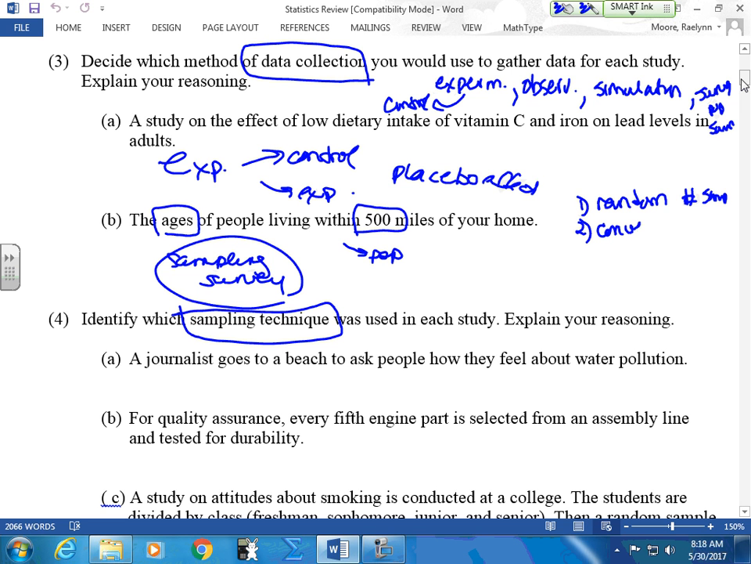Convenience. What does convenience mean? Yeah, I'm running a survey, and I ask my best friends what type of music they like. They probably like the same music as me. We hang out together all the time. So, be careful of convenience. What's another one?